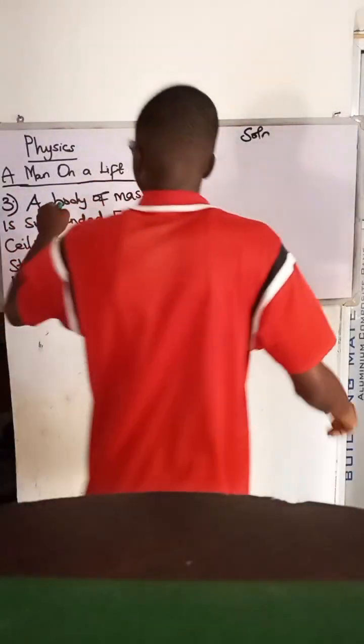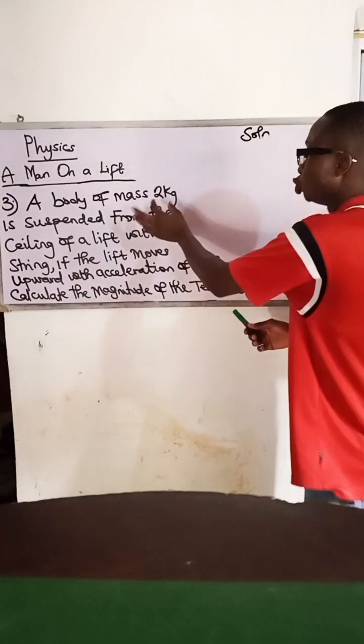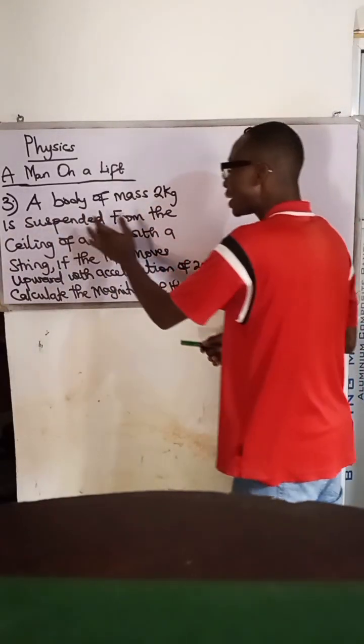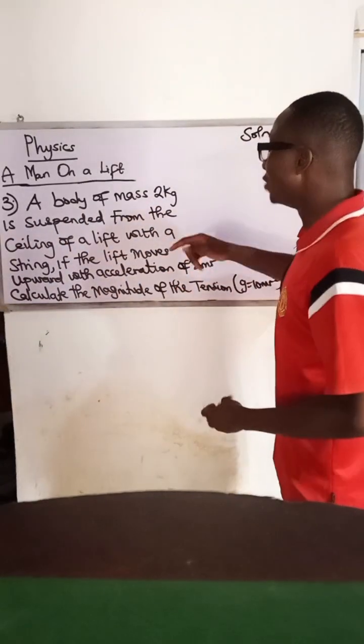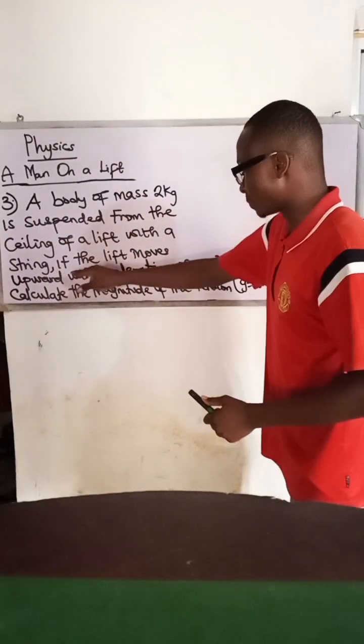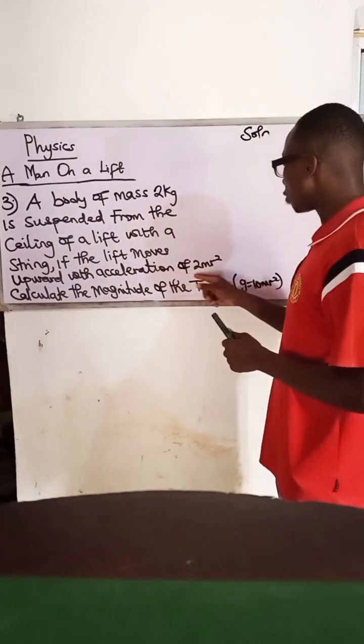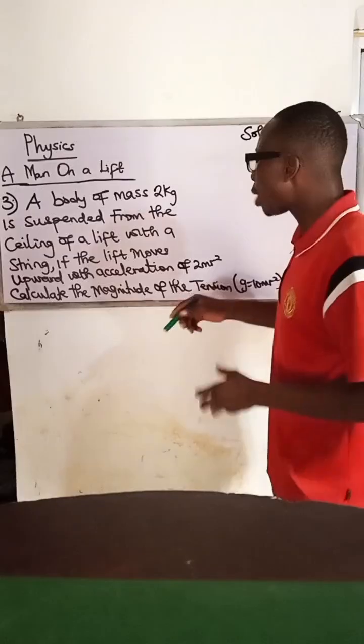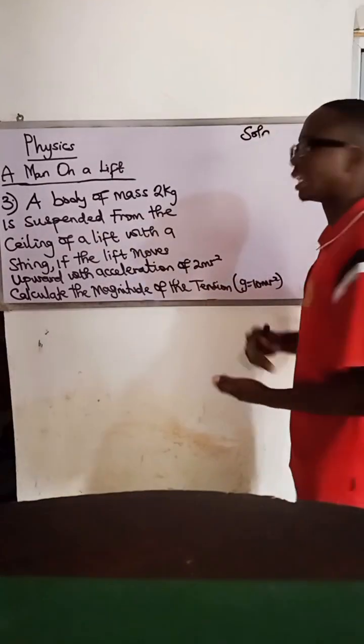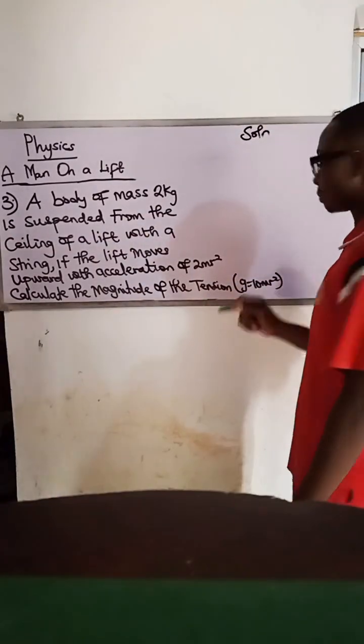Question 3 says, a body of mass 2 kg is suspended from the ceiling of a lift with a string. If the lift moves upward with an acceleration of 2 meters per second square, calculate the magnitude of the tension. g is 10 meters per second square.